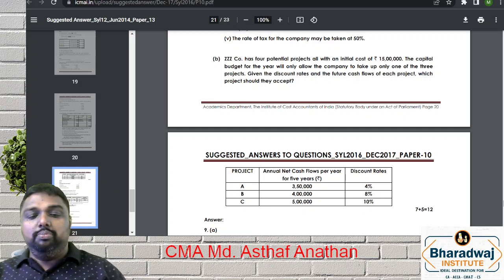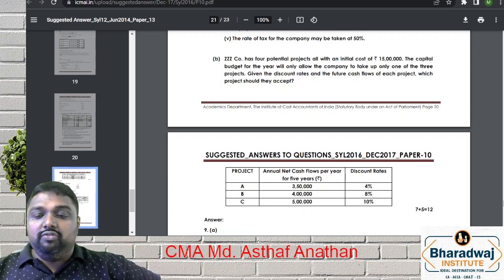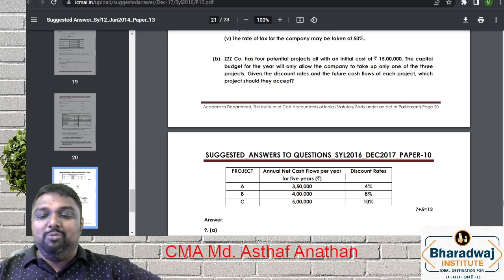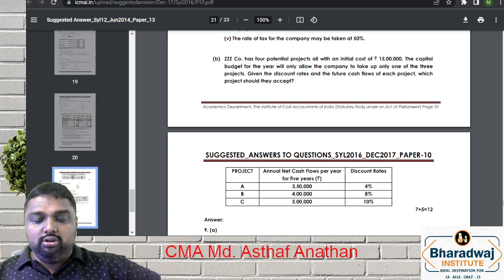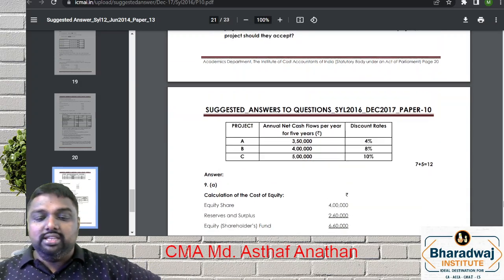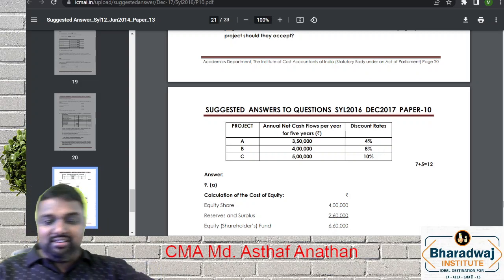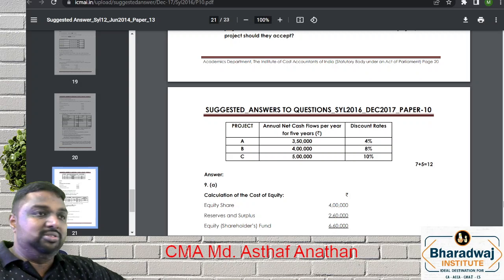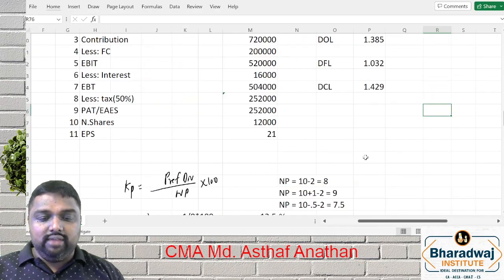When it comes to B part, ZZ has 4 potential projects with initial investment of 50 lakh. The capital budget for the year will only allow the company to take up only one of the 3 projects. Given the discounted future cash flow, which project should they accept? So similar to our last question, investment is 15 lakh. Every year same cash flow. Discount rate is given. Since it is similar to our last question, I am not doing it, because how we did in the last video, the same way only this question also.